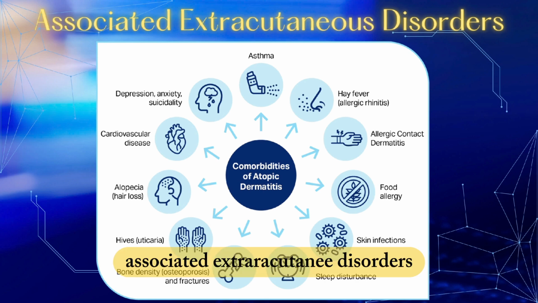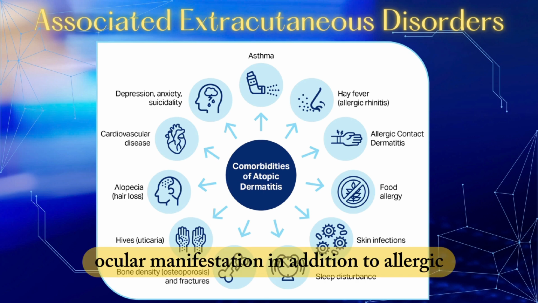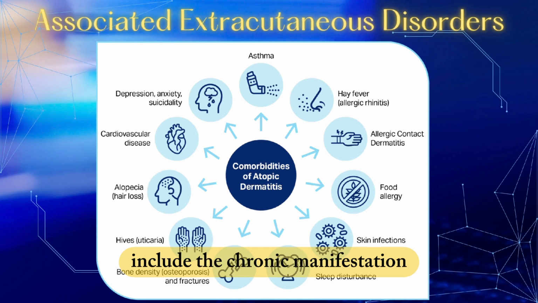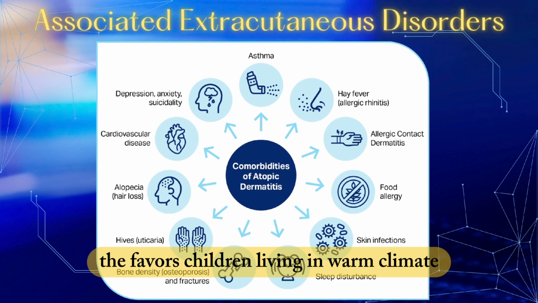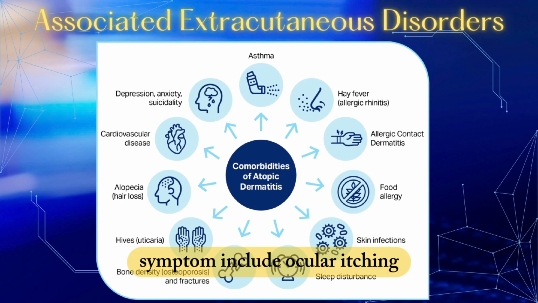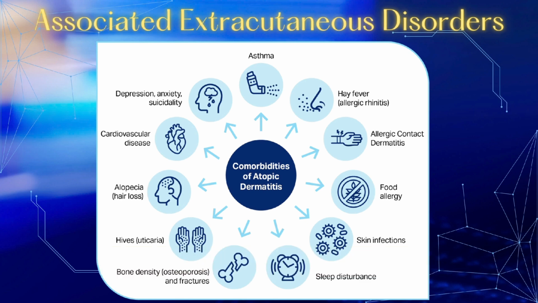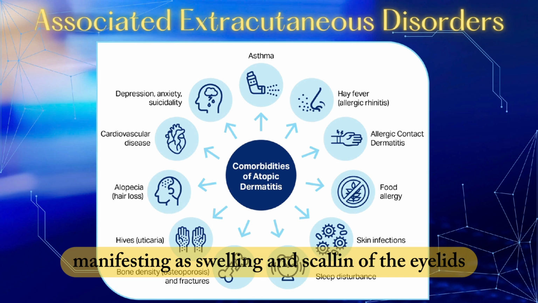Associated extracutaneous disorders, ocular manifestations. In addition to allergic rhinoconjunctivitis, the spectrum of atopic eye disease includes chronic manifestations such as atopic keratoconjunctivitis, which typically affects adults, and vernal keratoconjunctivitis that favors children living in warm climates. Symptoms include ocular itching, burning, tearing, and mucus discharge, often in association with conjunctival infection and blepharitis, manifesting as swelling and scaling of the eyelids.